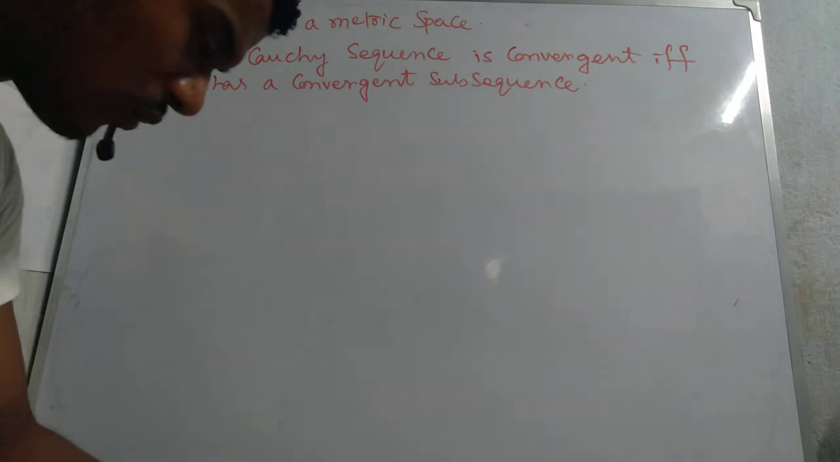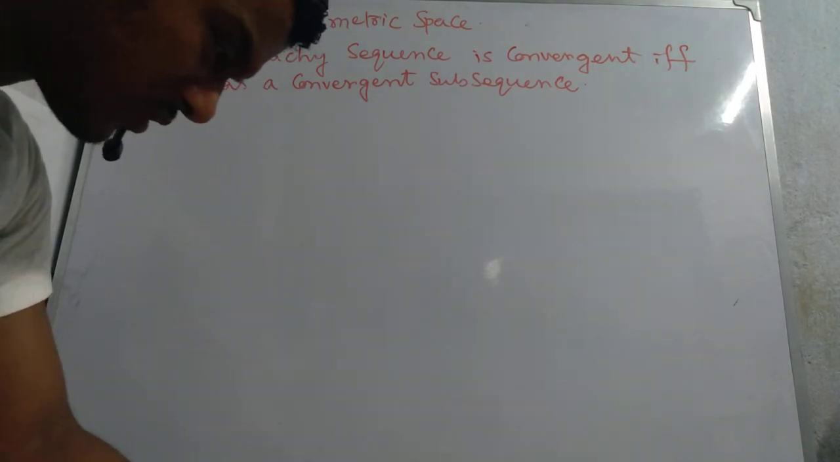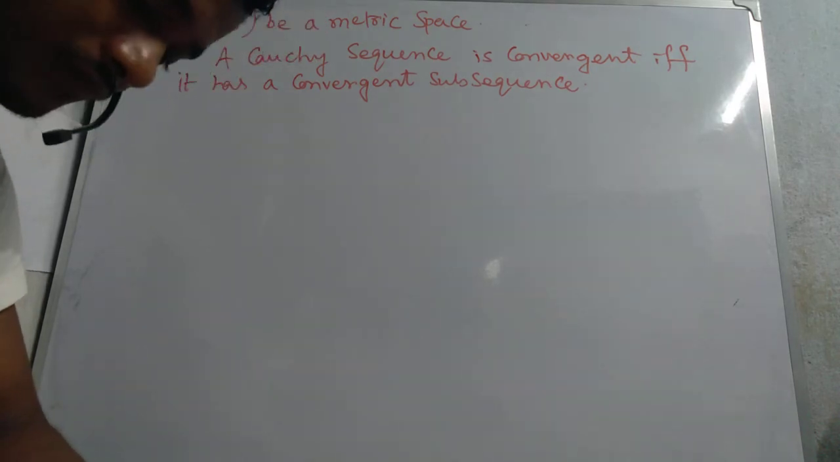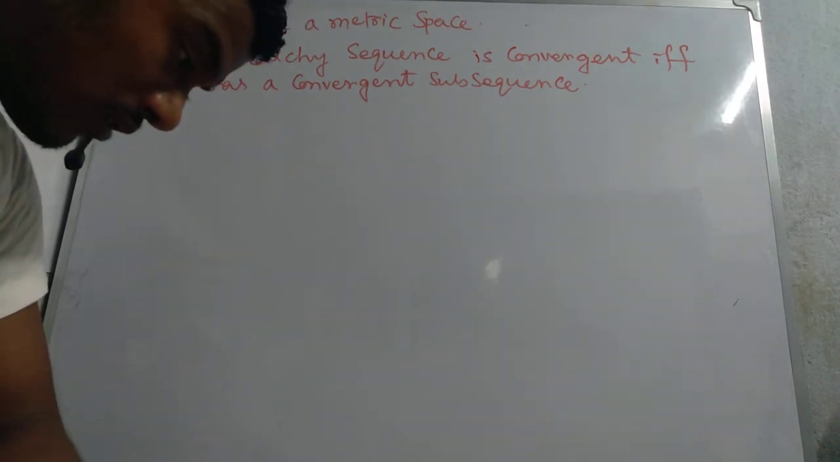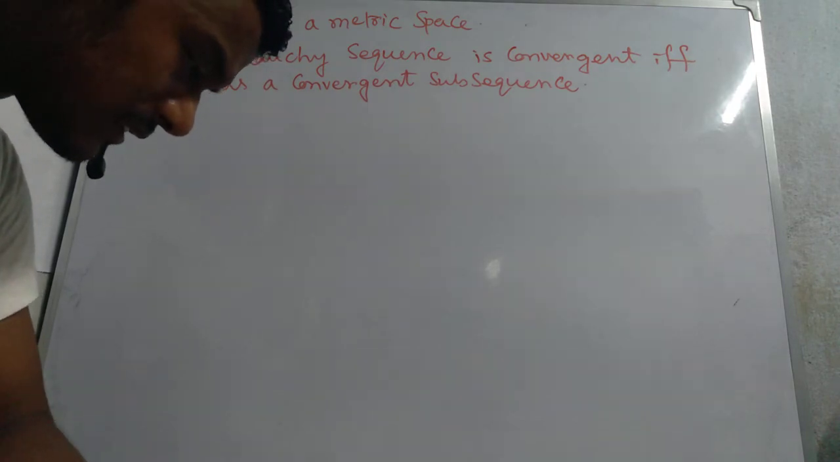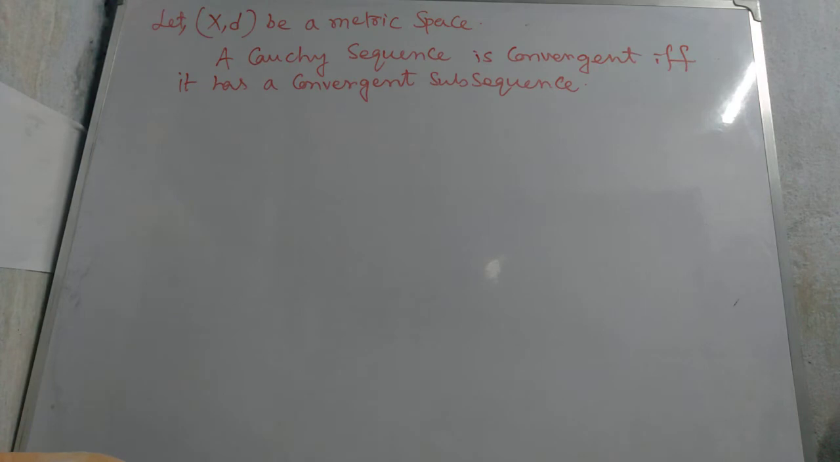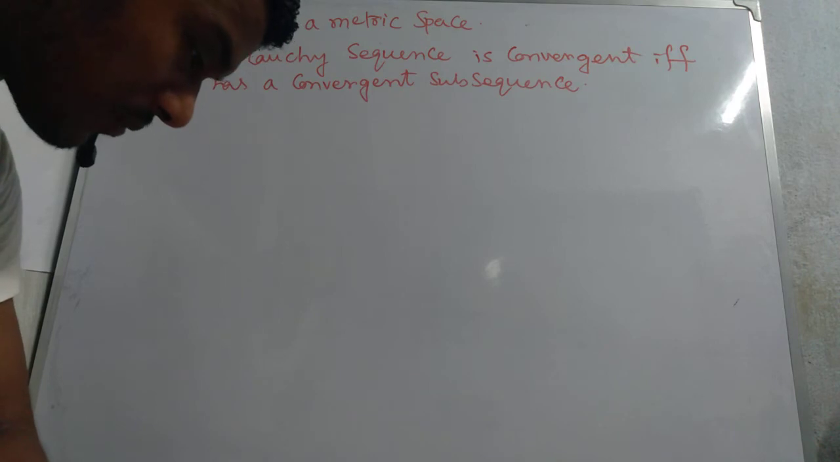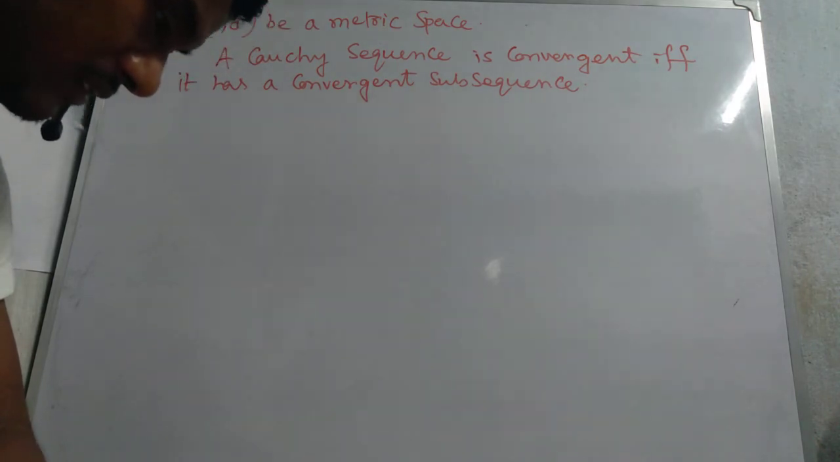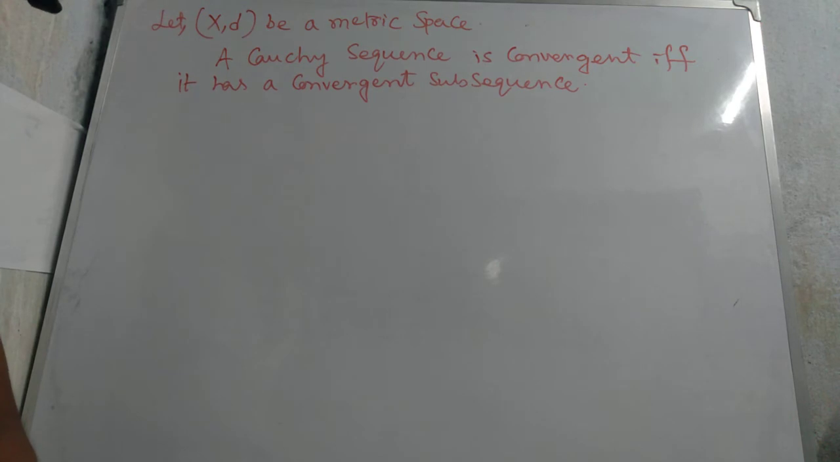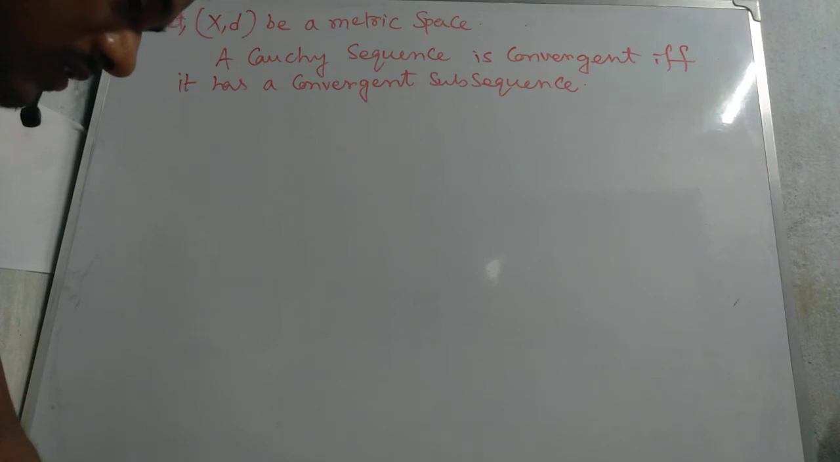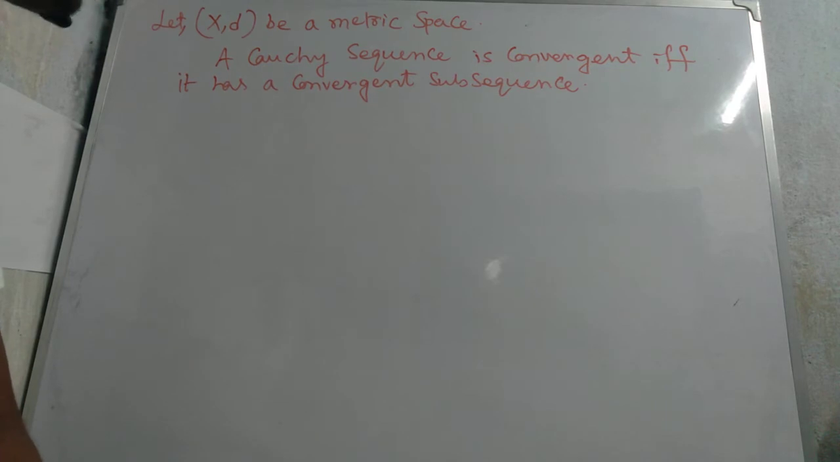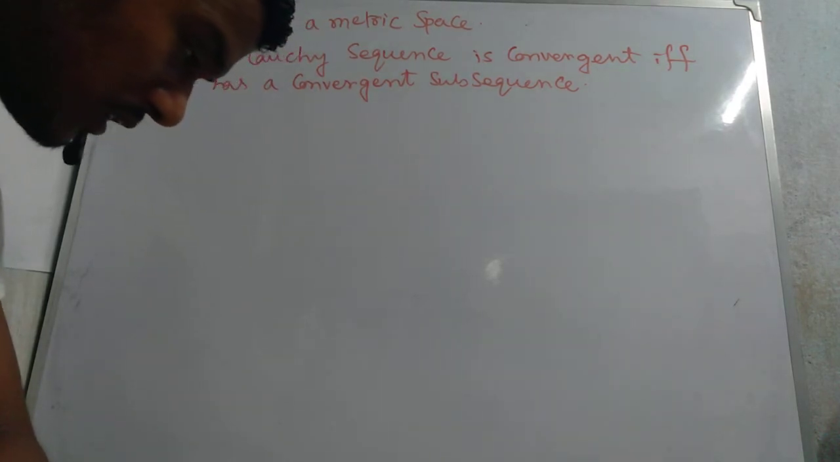So how do we prove these portions? Given that xn is a Cauchy sequence, it is convergent. Okay, we can take it as a convergent subsequence. If a Cauchy sequence is convergent, then obviously it also has a convergent subsequence. Now we have proved the converse, that means it has a convergent subsequence.